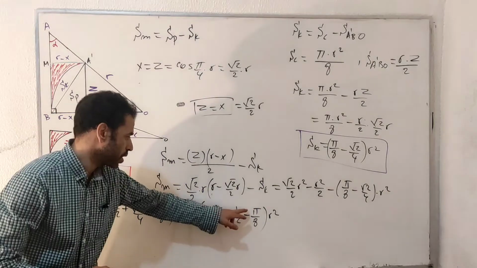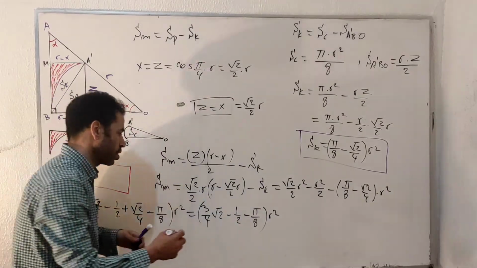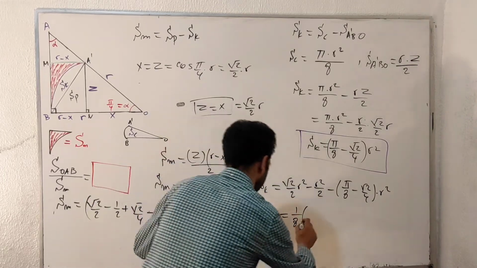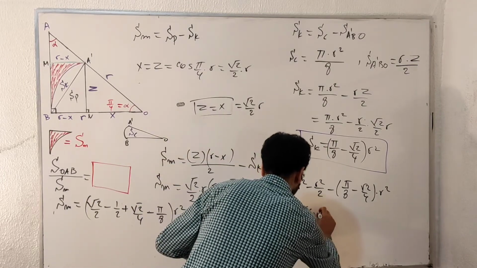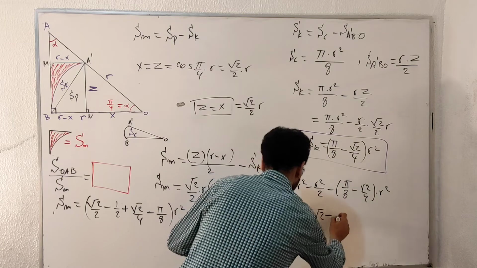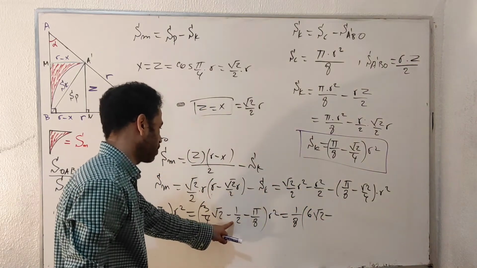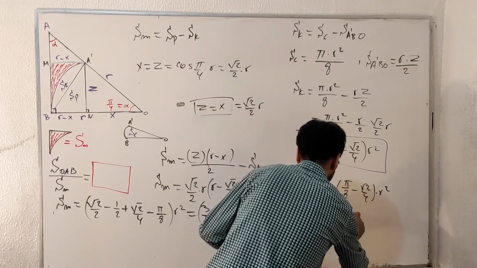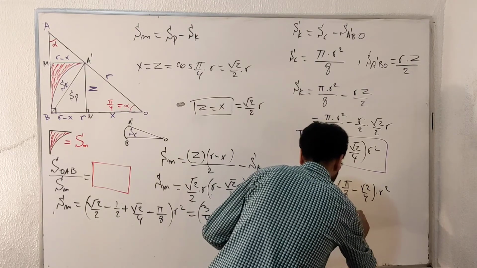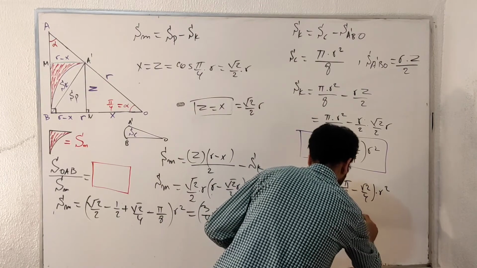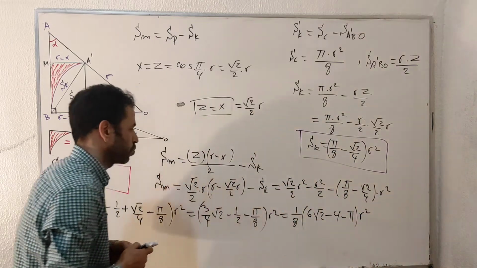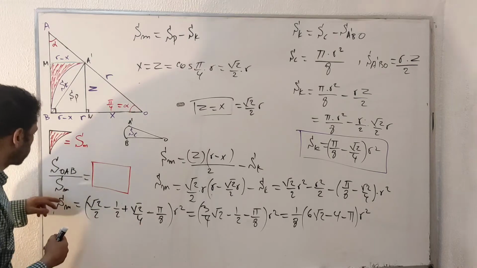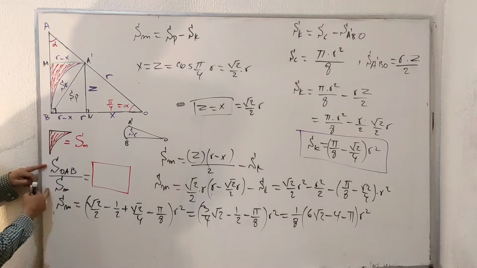Okay, by taking 1 over 8 as a common factor, so we'll have 1 over 8 multiplied by 6 square root of 2. This one will be multiplied by 4 minus 4. This one is multiplied by minus 1 minus pi, multiplied by r squared. Okay, so I found the expression of shaded area Sm. So I'm going to calculate now this fraction.